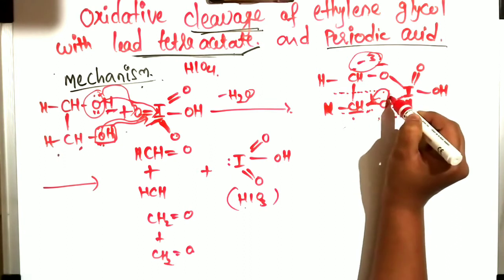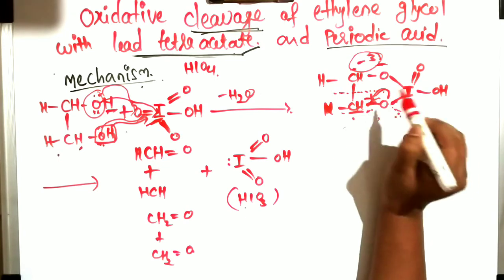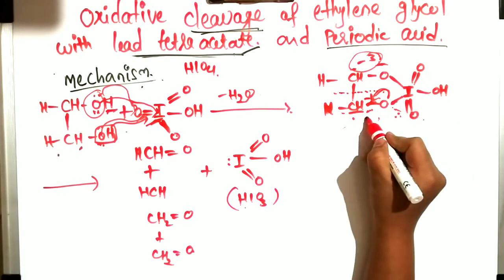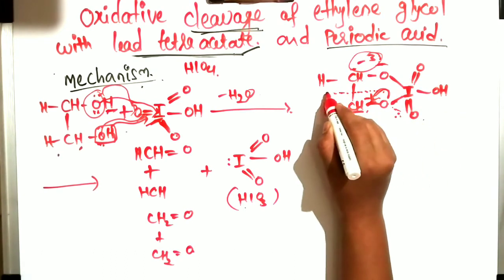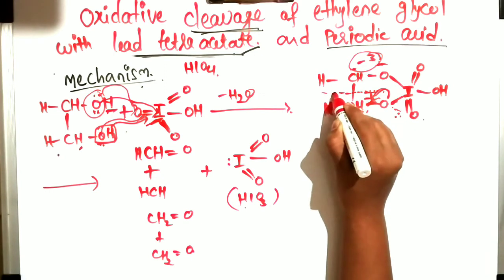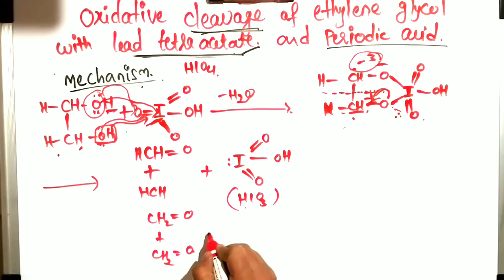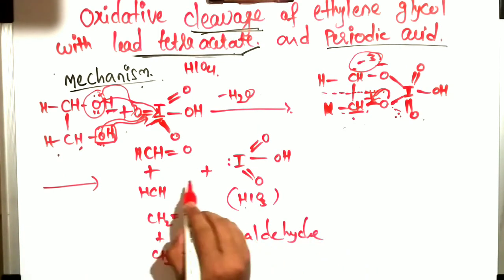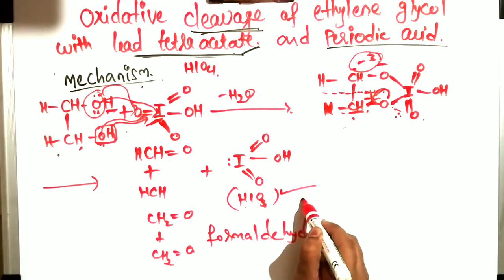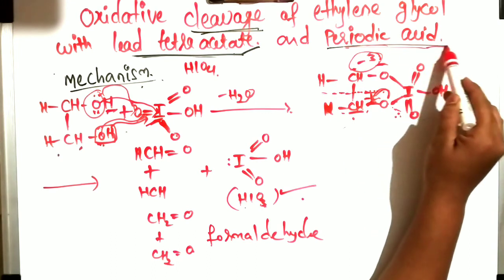What happens here? This bond goes here, this is a negative charge, and it will produce a double bond. Due to the double bond, it will produce a disturbance over here. After this disturbance, it will get a cleavage; the breaking of the bond will take place over here. After the breaking of the bond, what will we get? Two formaldehydes, or simply aldehydes you can say, and what remains? HIO3. So this is about the oxidative cleavage of ethylene glycol with periodic acid.